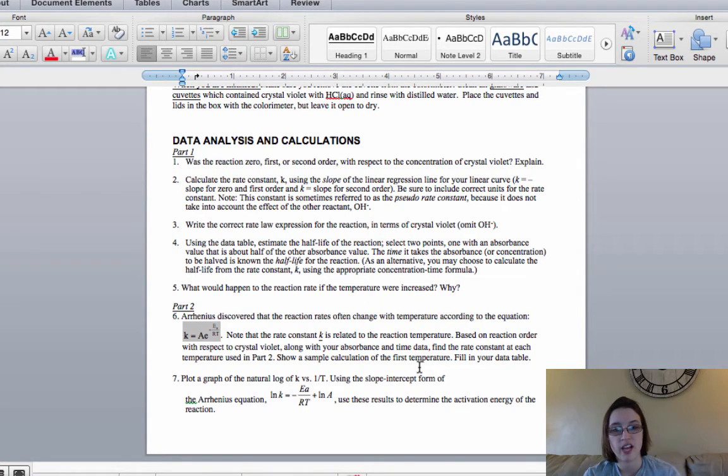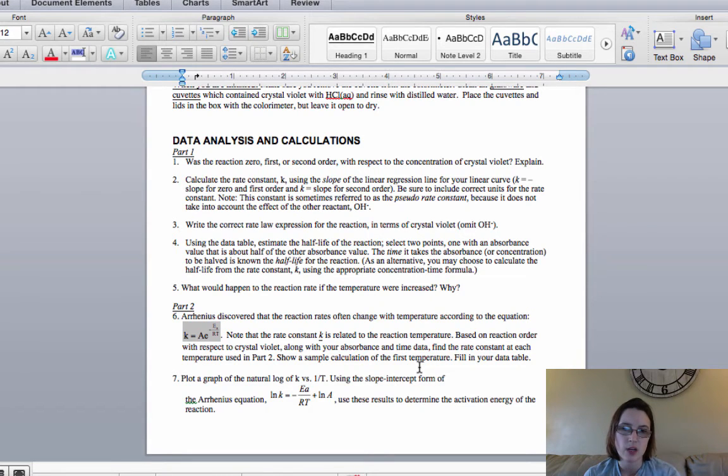You might need to find the natural log of absorbance or 1 over absorbance, but you want to make sure that you find K correctly. So that might mean that you need to, again, use natural log of absorbance or 1 over absorbance. Make sure you use the correct Y versus time.